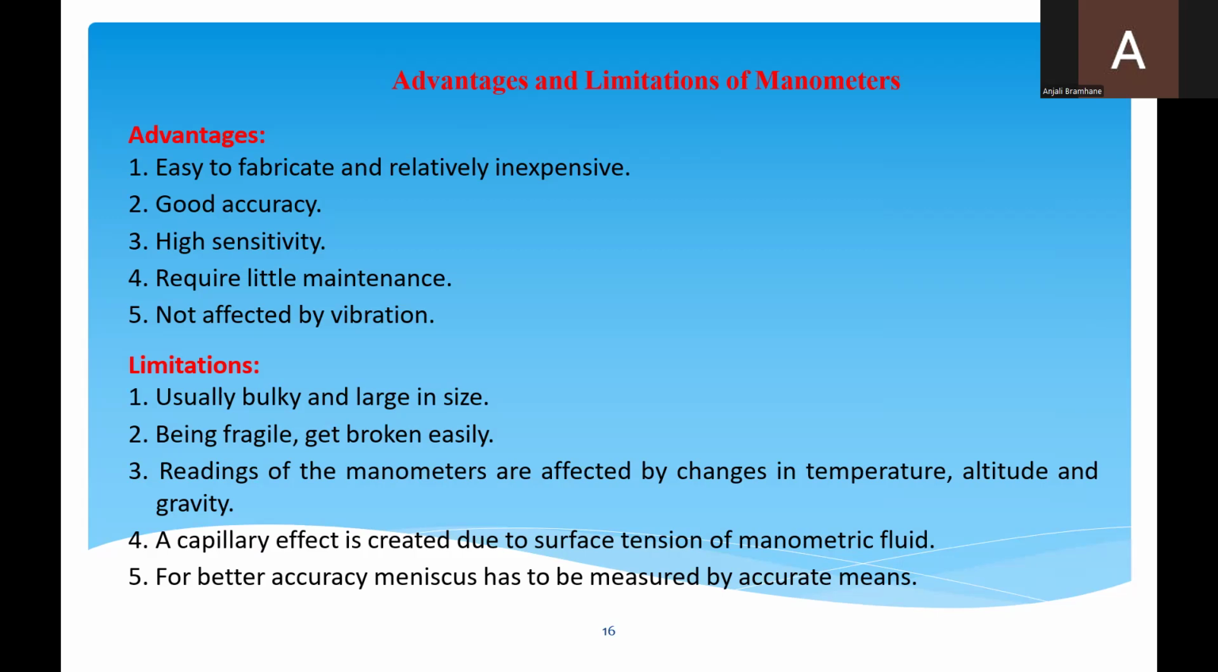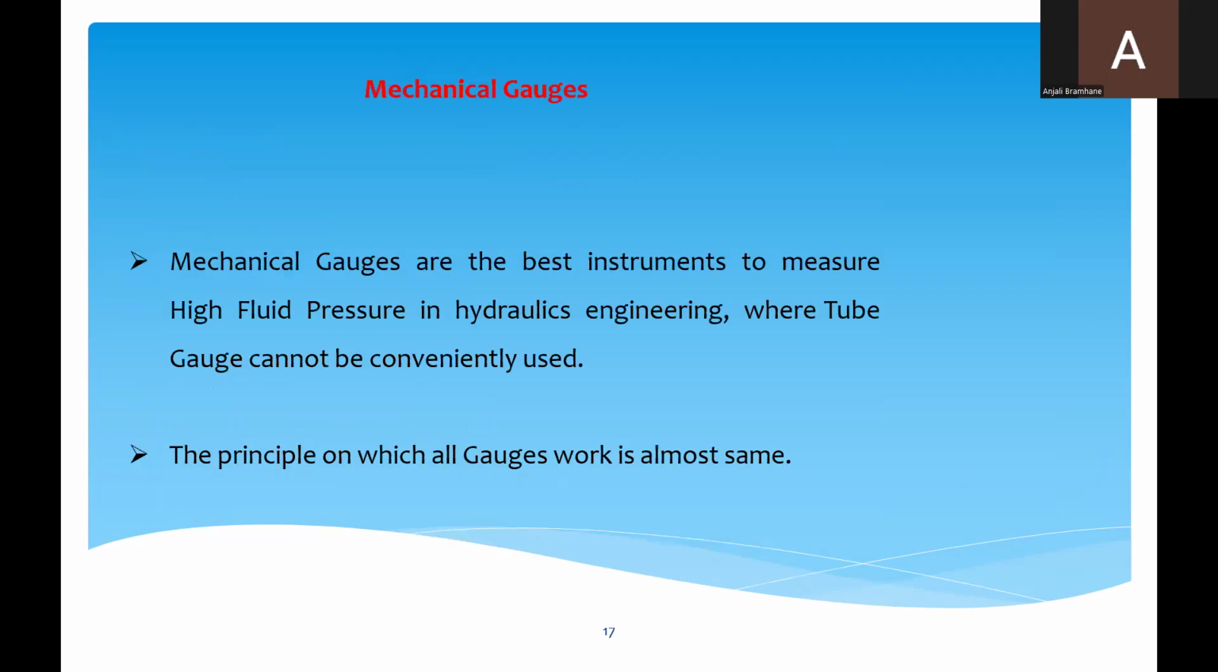Then limitations. First, usually bulky and large in size. Second, being fragile, they get broken easily. Third, readings of manometers are affected by changes in temperature, altitude, and gravity. Fourth, a capillary effect is created due to surface tension of the manometric fluid. Last, for better accuracy, many properties have to be measured by accurate means.